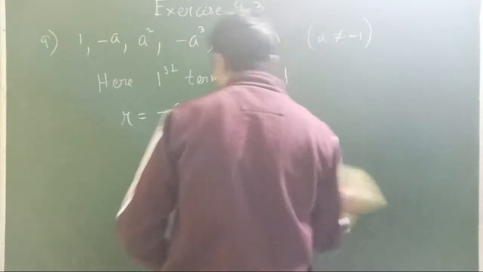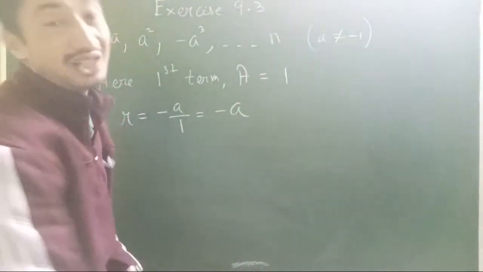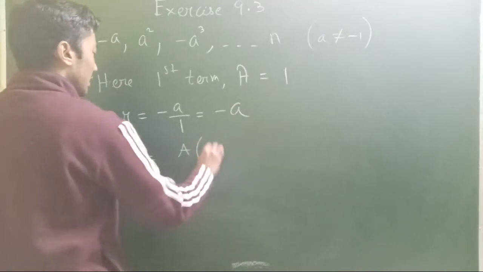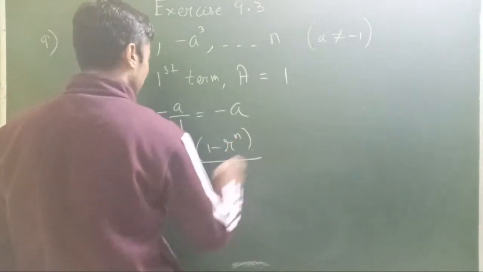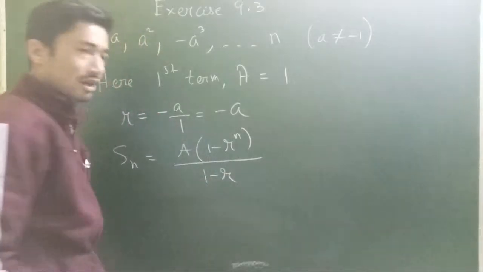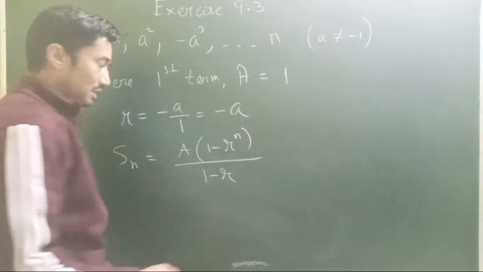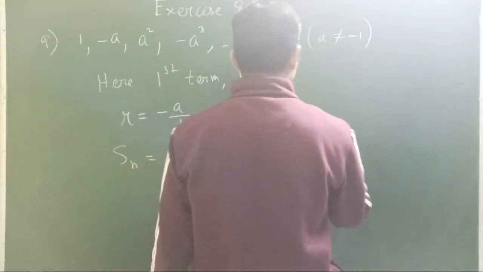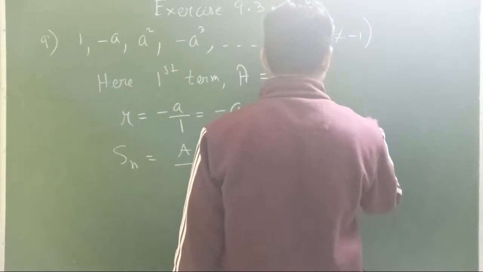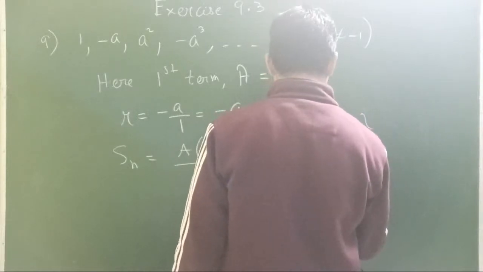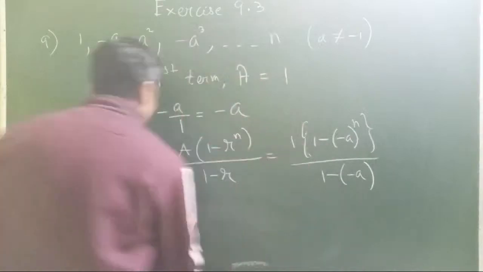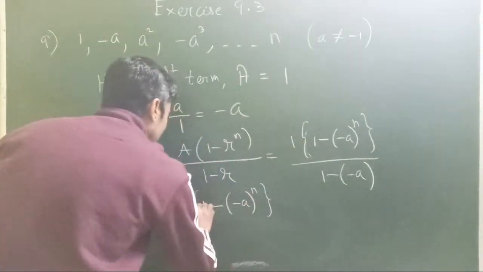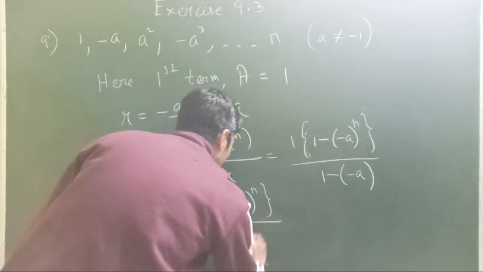But these two, any one that you use, it's your wish. It's up to you. So I'll just use Sn equal to a into 1 minus r power n divided by 1 minus r. You can use the other one also, no problem with that. So a is 1, and 1 minus r power n, where r is minus a, divided by 1 minus r, that is 1 plus a. So that will give me 1 minus a power n divided by 1 plus a.